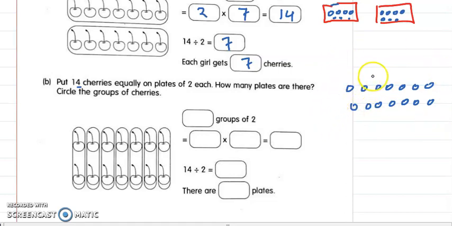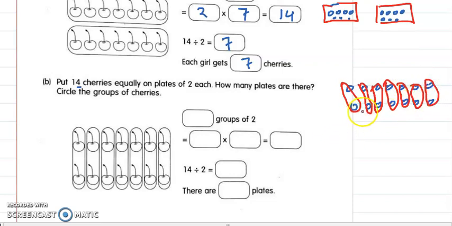Before, we needed to make two groups and then count how many would be in each group equally. But in this question, we know that each group will have two, but we don't know the number of groups. To find the number of groups, I will use the given condition: I will make groups of two each and count the total number of groups. Like this group of two, and another group of two, another group of two. Each group will be of two. It cannot be more than two. Each group must be of two.